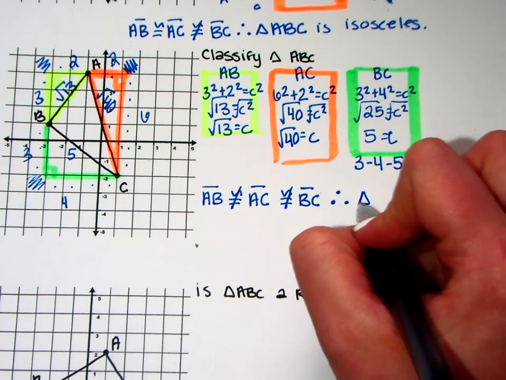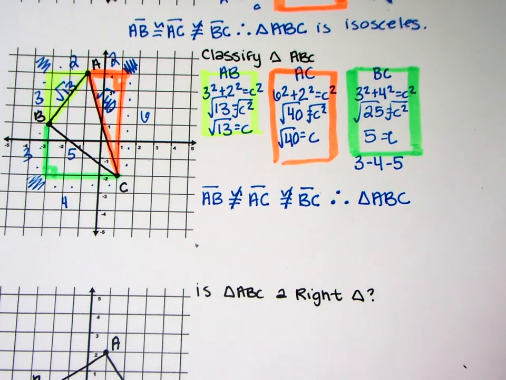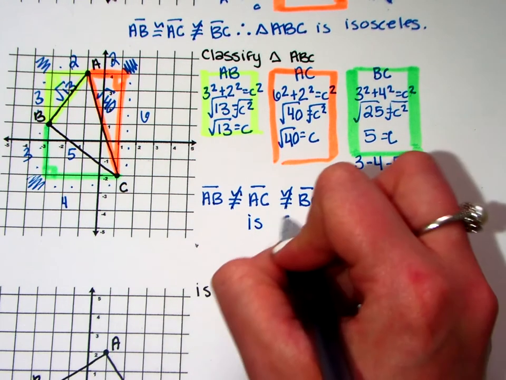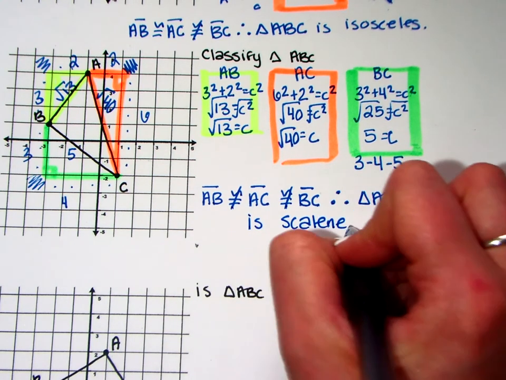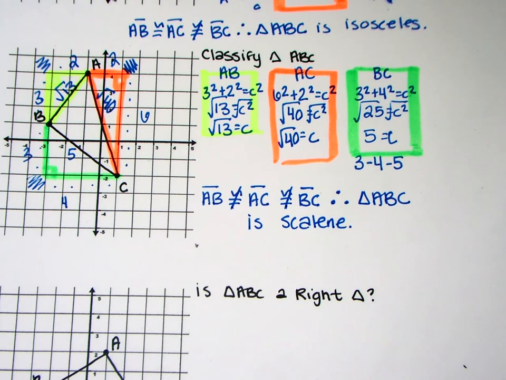Therefore, triangle ABC is scalene. Remember those 3 dots that form a triangle? That stands for the word therefore. You should be reading your math notation. The more you use it, the easier it is to remember what it means.